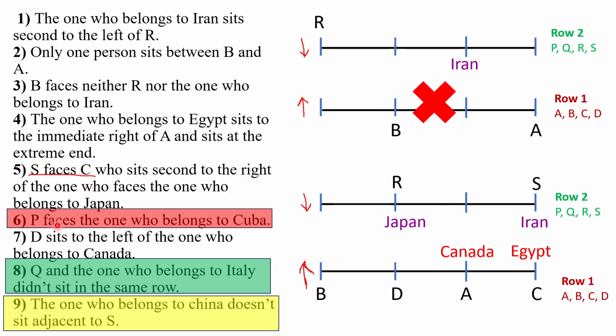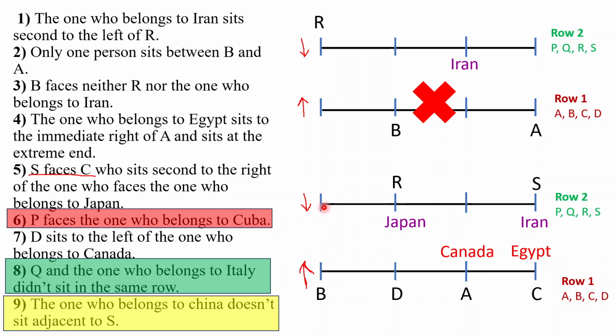Now let's come back to our highlighted portions. It says that P faces the one who belongs to Cuba. Now in row number 1, if B is from Cuba, then only we can place P here, because we cannot place P at this position. If we place P at this position, then P will face Canada, and our clue number 6 will be false, which cannot happen.